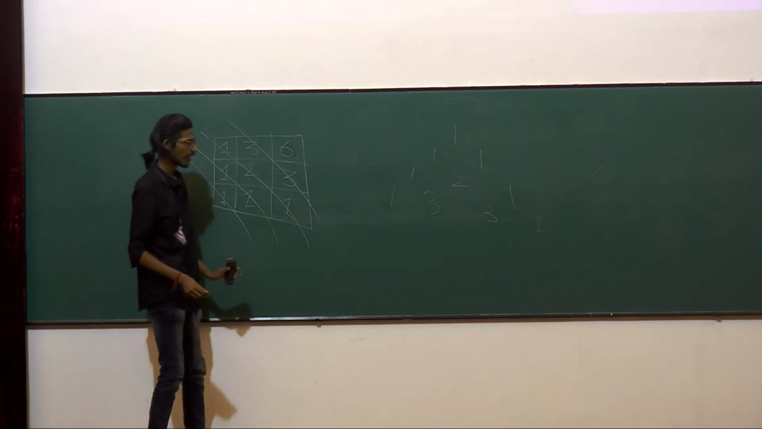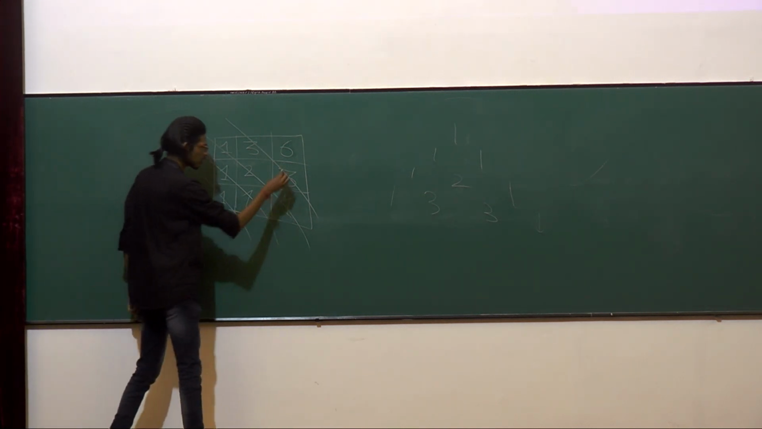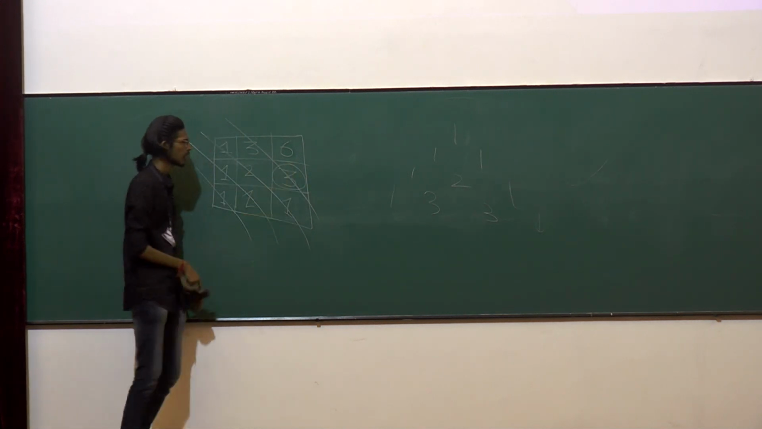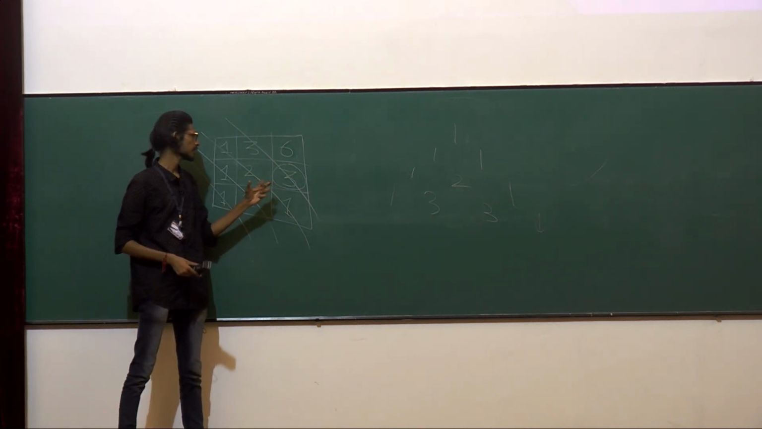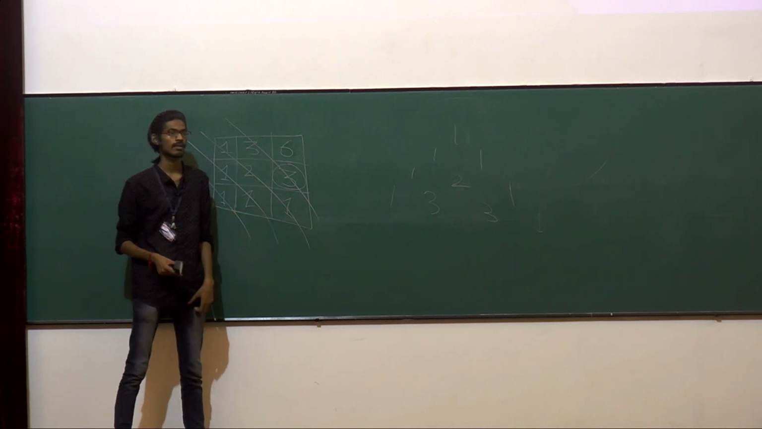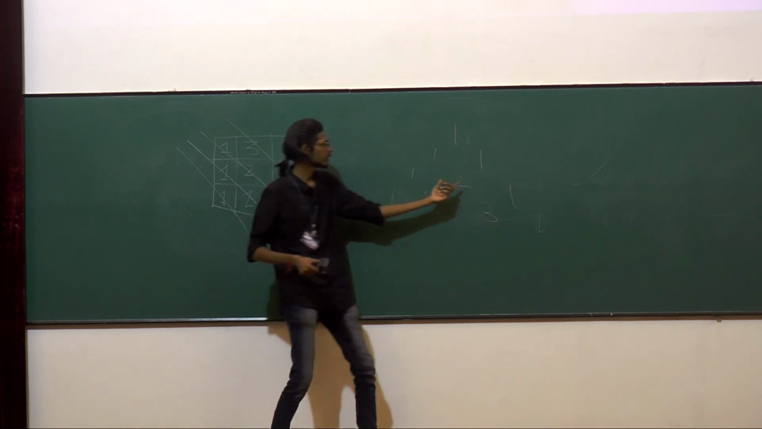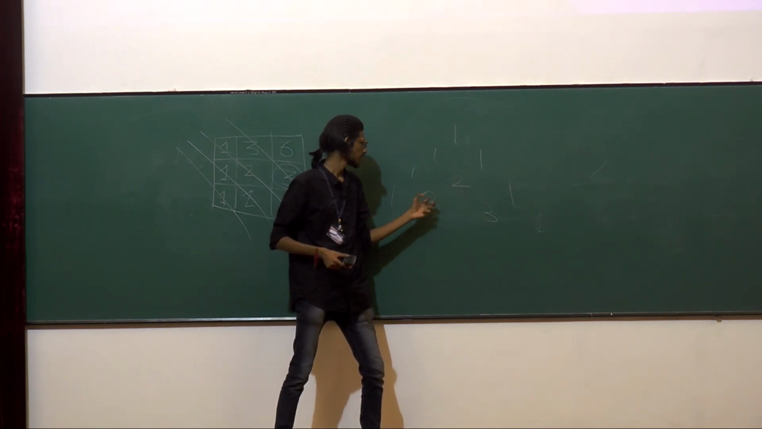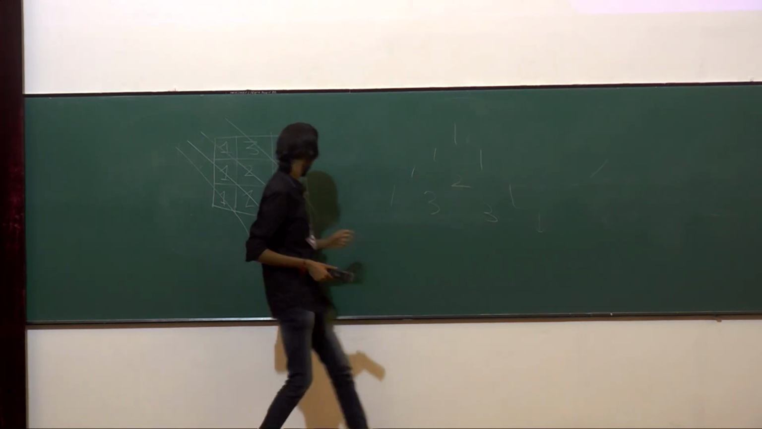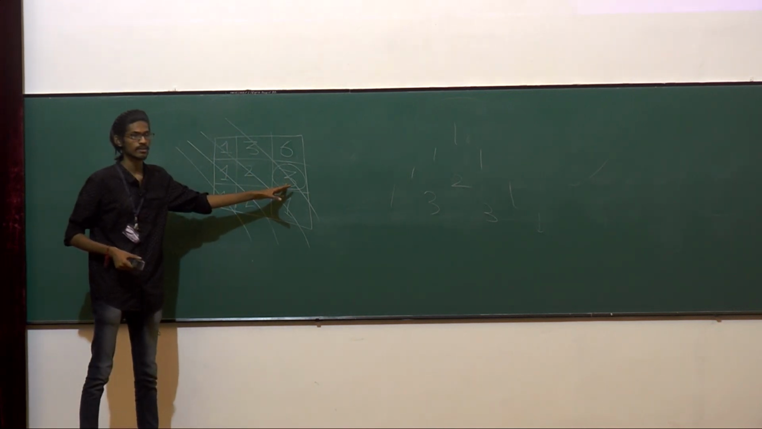Okay, I will tell. I don't expect you to know this. So look at this 3. Can I write this 3 as the sum of 2 plus 1? Correct? That's how we actually construct the Pascal's triangle, right? This 2 is basically the sum of these 2. This 3 is the sum of 1 plus 2. So I can say the same about this.